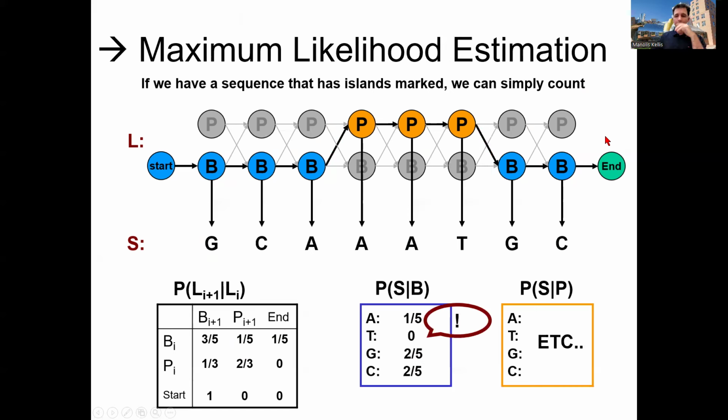All right. So that's the maximum likelihood estimation. Of course, the problem is that sometimes you get zeros. So that's why if you have very small data sets, you want to have some pseudo counts. Super trivial.